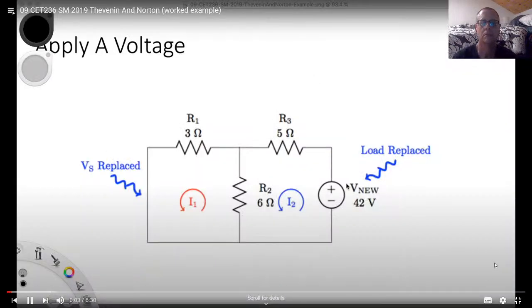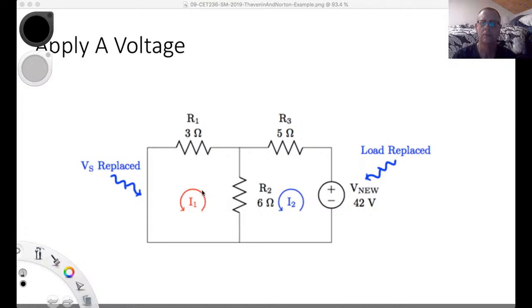Okay, so let's do this example. So any questions so far about Thevenin and Norton equivalent circuits? Hold on 1 second. No. Okay, well, let's have a look at the apply voltage technique. Applying a voltage.